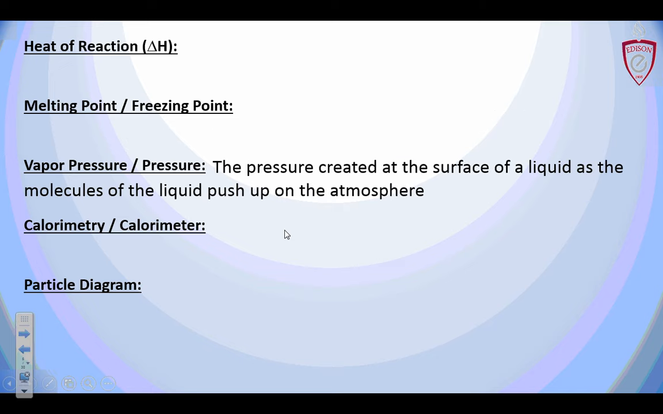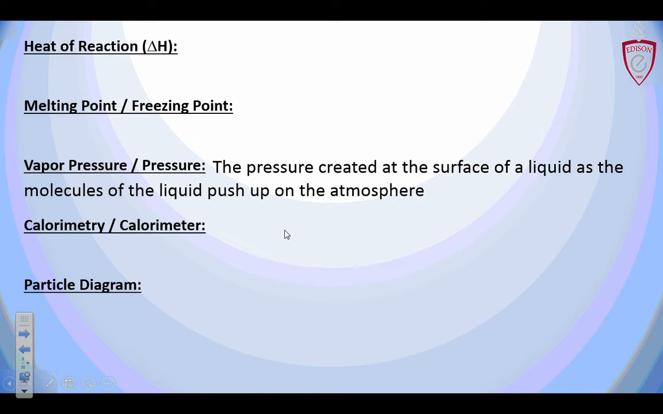So vapor pressure is the pressure created at the surface of the liquid as the molecules of the liquid push up on the atmosphere. It's the reason why a puddle of liquid water can evaporate even if it's in a room that's not 100 degrees Celsius. The surface of that liquid has special things going on.